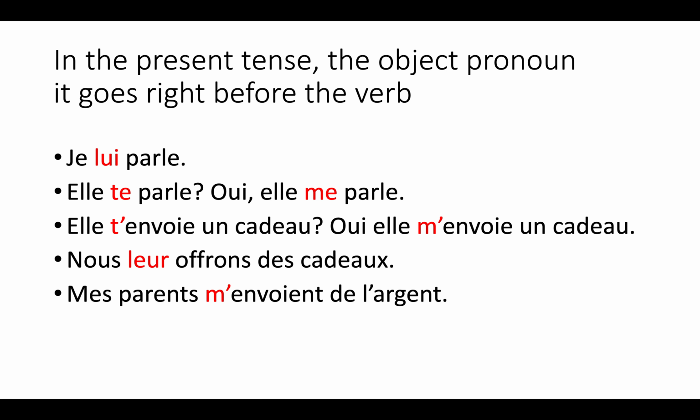By the way, if you didn't push pause and write those down, you need to push pause and write those down. In the present tense, the object pronoun goes right before the verb. So the verb here is parle, je lui parle. And that's not the way it works in English. Elle te parle? Oui, elle me parle. Elle t'envoie un cadeau? Oui, elle m'envoie un cadeau. Nous leur offrons des cadeaux. Mes parents m'envoient de l'argent.